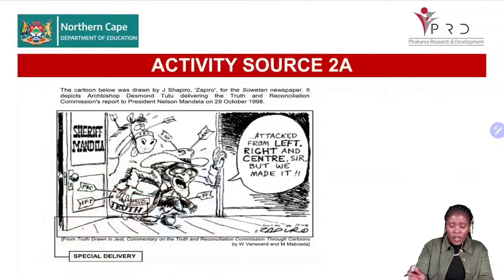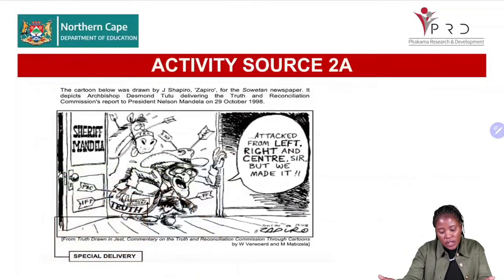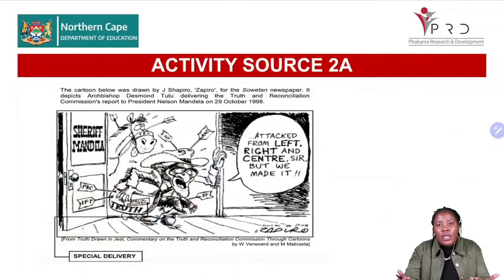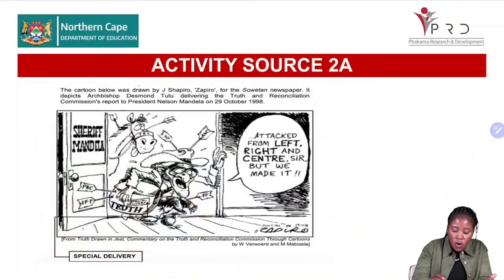Now, today we have a very short activity, learners. It is all about the response of different political parties to the TRC report. It says the cartoon below, this is source 2A, it's a cartoon. The cartoon below was drawn by Jonathan Shapiro, Zapiro, for the Sowetan newspaper.